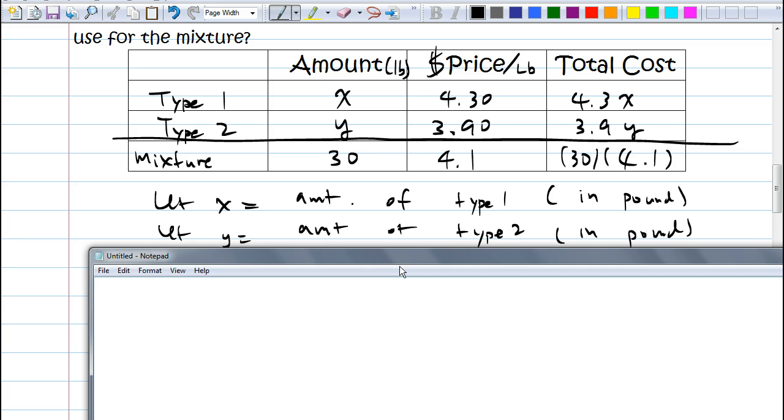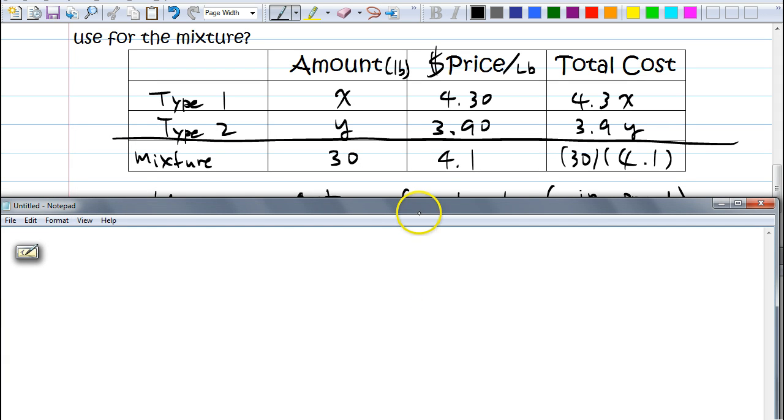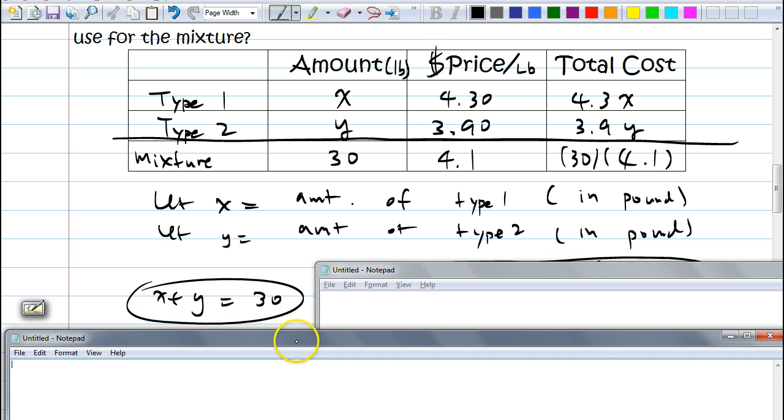Sure. X plus y equals 30. That's a pretty good one. That's pretty straightforward. So we know that when you add the amount of dry fruit type 1 plus type 2, it should equal 30. What's another equation that we need here? Okay, Bella?